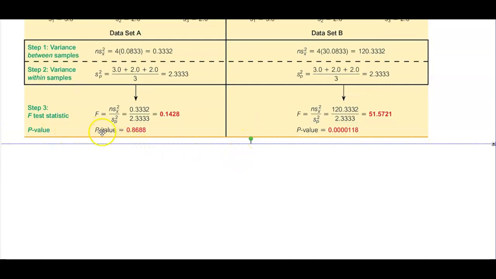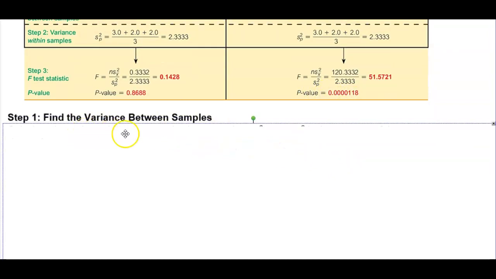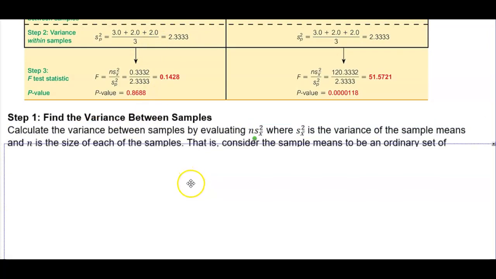And then you can see here that the p-value is 0.8688 for dataset A, which is large. So we have a small F test statistic and a large p-value of 0.8688. Over here, we have a large F test statistic of 51.5721 with a small p-value of 0.0000118.